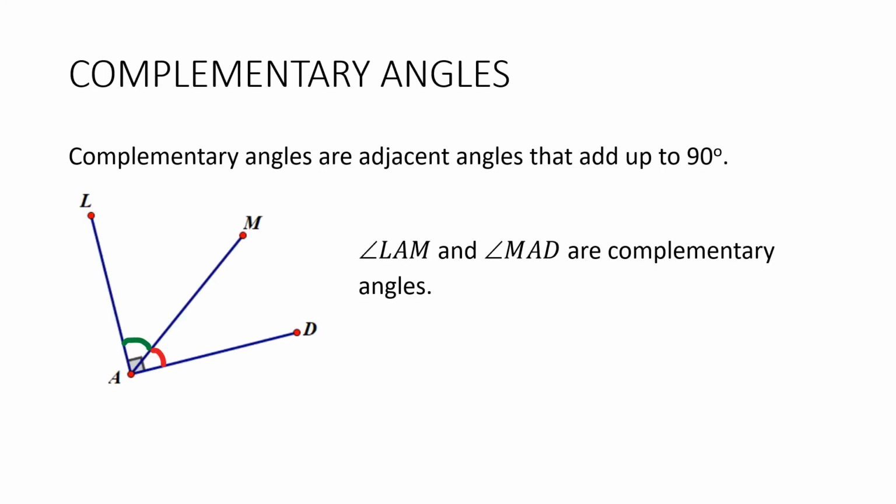Here's complementary angles. They are adjacent angles that add to 90 degrees. Have a look at the diagram. We have a common arm and a common vertex, and they add up to 90 degrees. So angle LAM and angle MAD are complementary angles. We can say that, for example, 50 degrees is the complement of 40 degrees because 50 plus 40 is 90.